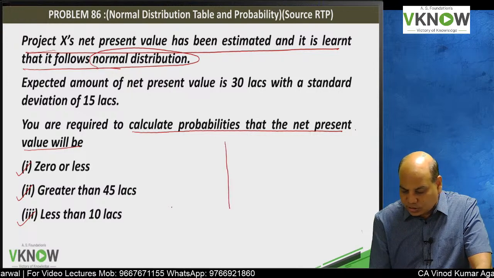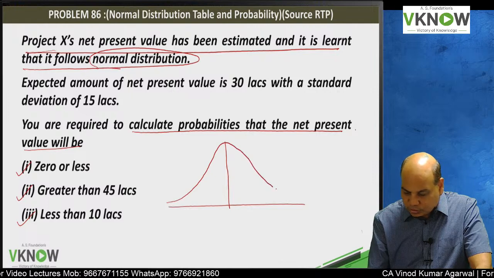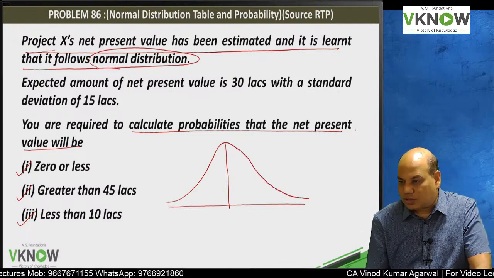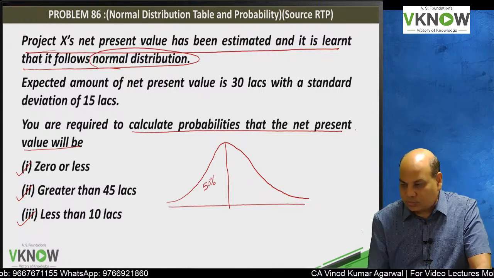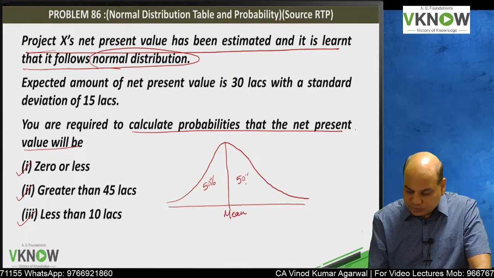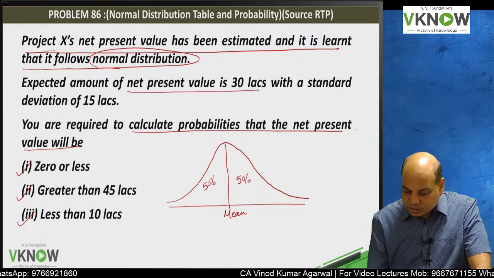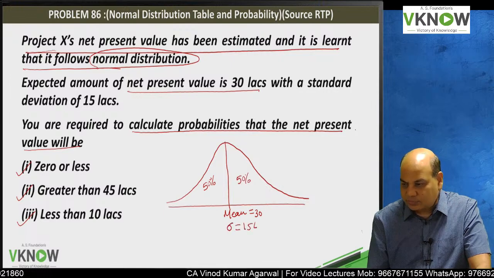Normal distribution means this is normal distribution. The NPV is normally distributed, 50% below the mean and 50% above the mean. The NPV of the project is 30 lakh. So mean is 30 lakh and standard deviation is 15 lakh.